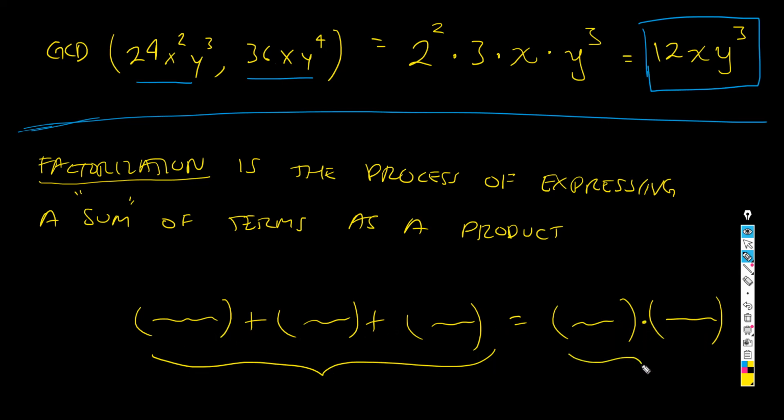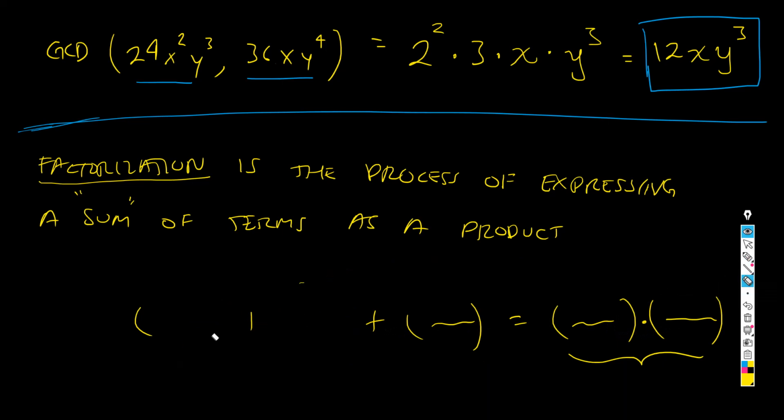You see, we are converting a sum, because this is a sum clearly, into a product. This is a product. Going from here to here is what is known as the process of factorization, expressing a sum as a product of numbers, expressing a sum of numbers as the product of numbers. That's what factorization means. Okay, so now that we know what that means, how do we do it?